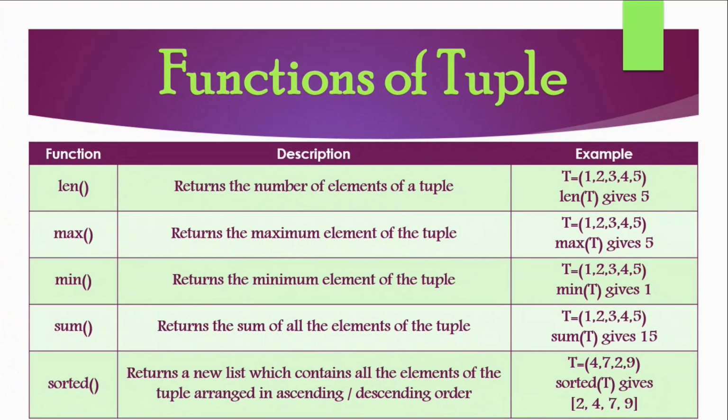Here are different functions that can be applied on tuple, and because these functions do not modify the elements of a tuple in their place, they can be easily applied on all the variables of type tuple. Len gives you the number of elements of a tuple. Max, min, sum, they're all similar to what we have done in case of list. Last, we have sorted function. It is different from the sort method because sort will change the elements. Let's see some examples to understand sort and sorted function.